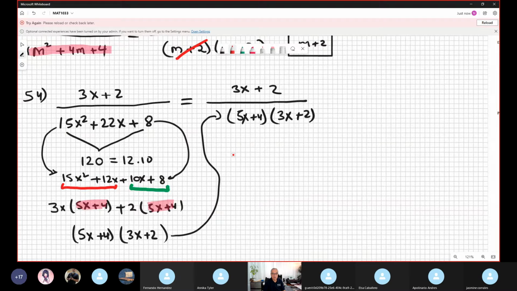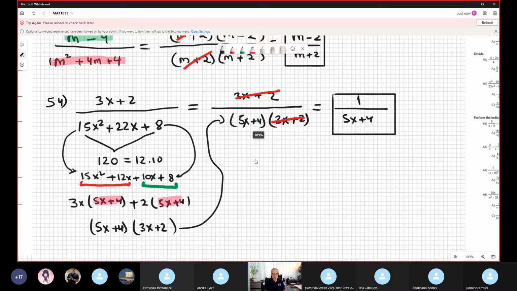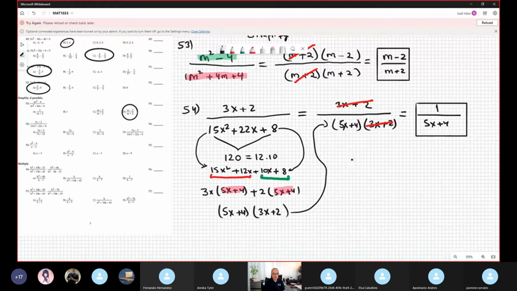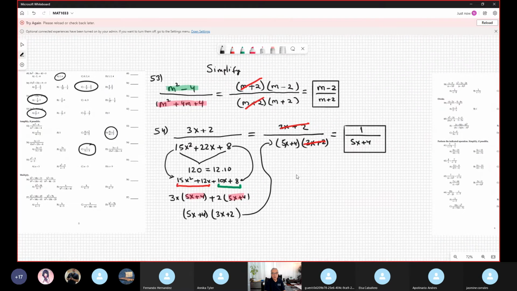Who is canceled? Let's see who stays alive. In the bottom, obviously, 5x plus 4. And the top, nothing. Remember, 1 is an invisible factor. You can remove it when you want. Okay, 54 is 1 over 5x plus 4. Oh, yes. Look at that here. Cool. Very well.